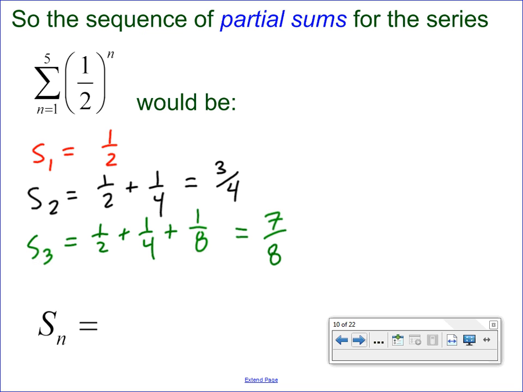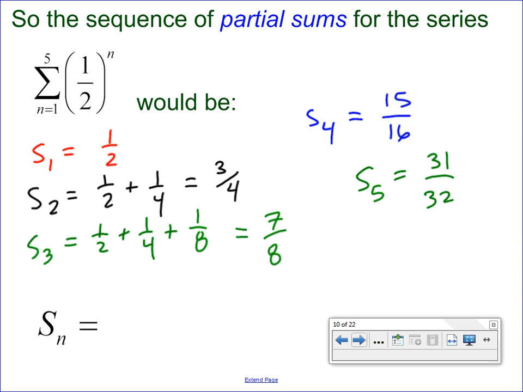S sub 4, I'm going to go right to my 7 eighths plus, what would I be adding on? I'd be adding on 1 16th. So I've got 14 16ths plus 1 16th is 15 16ths. And S sub 5, which would be my ultimate sum, would be 15 16ths plus 1 32nd, which is 30 32nds plus 1 32nd is 31 32nds.